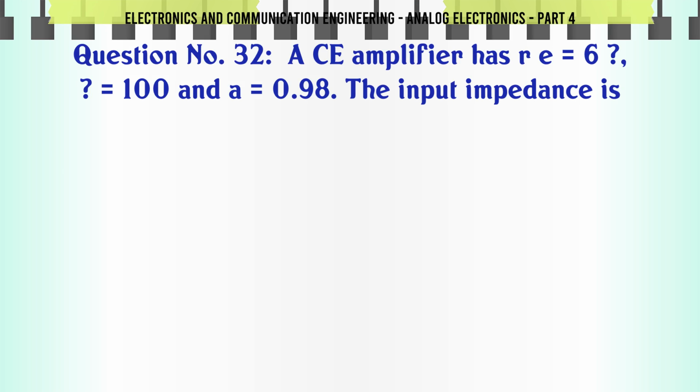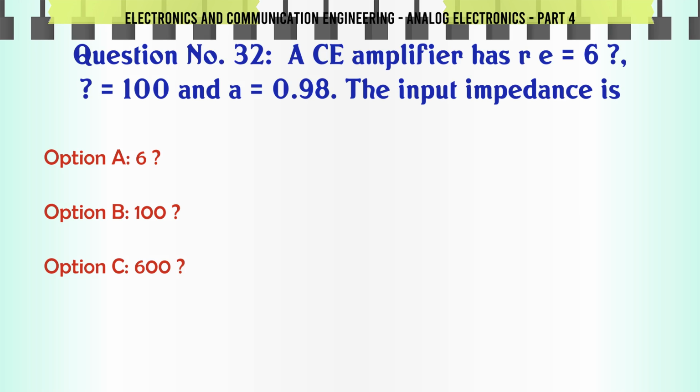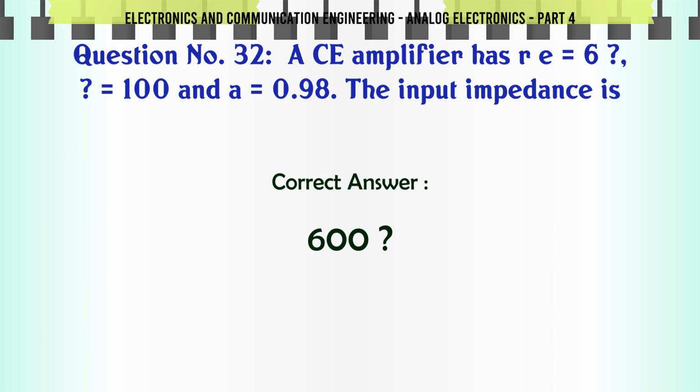A CE amplifier has RE of 100 and alpha of 0.98. The input impedance is A) 6, B) 100, C) 600, D) 98. The correct answer is 600.